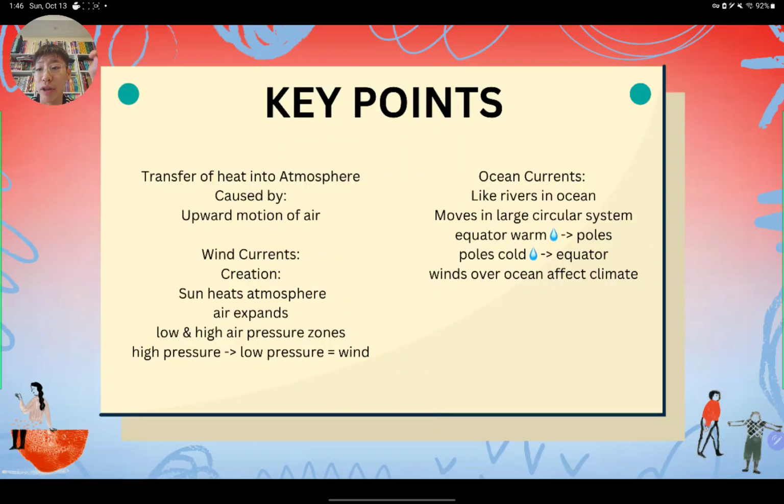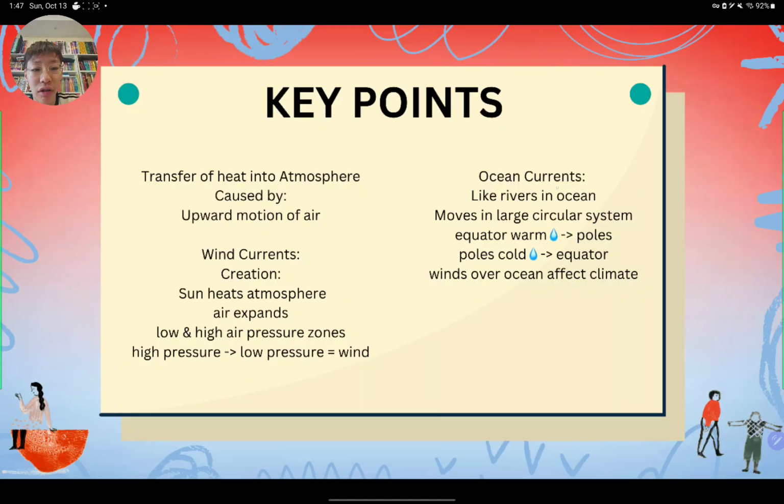Here is a list of key points you can take from this lecture. Currents, whether wind or ocean, are all caused by transfers of heat. Upward motion of air makes winds as well. The sun heats up the atmosphere, and all this heat is transferred throughout the entire place. Then wind currents start happening, and so the creation of wind occurs. The sun heats the atmosphere, so the air expands. High air pressure zones are created, and low pressure tries to balance this out by receiving some molecules, to maintain equilibrium.